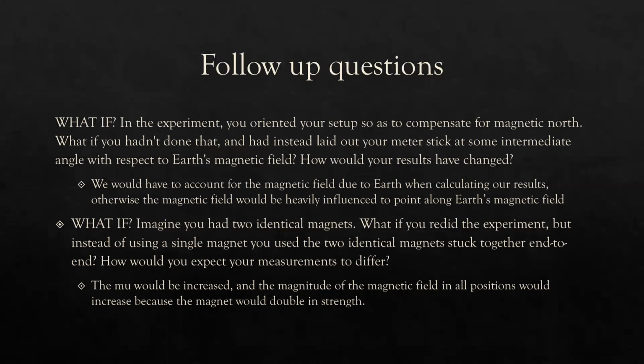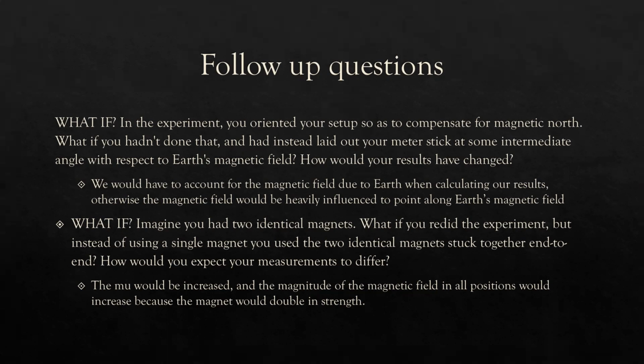If we hadn't oriented our setup to compensate for magnetic north, we would definitely have to account for the magnetic field due to Earth when calculating our results. Otherwise, the magnetic field would heavily be influenced to point along Earth's magnetic field because it causes a much larger magnetic force.